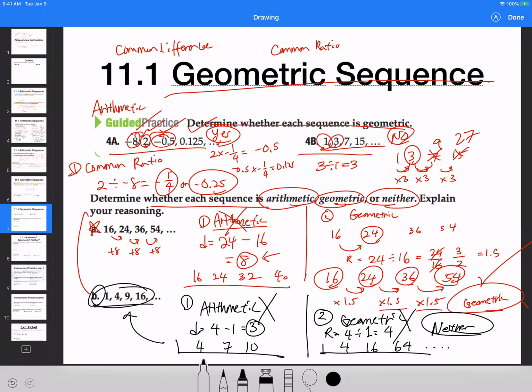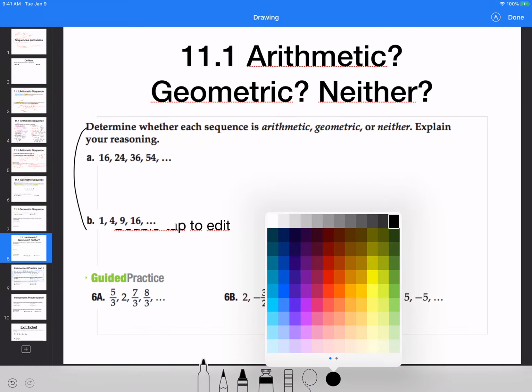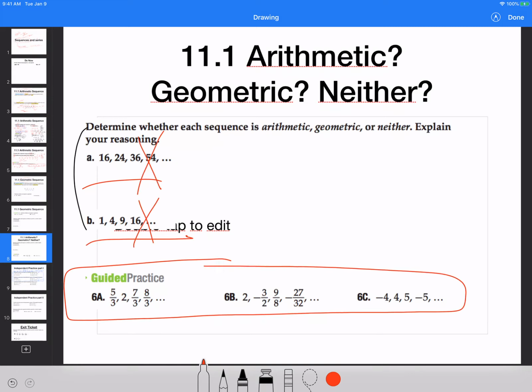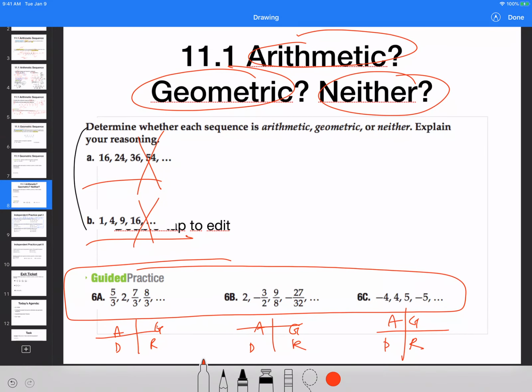Okay, so for these questions here, I would like you to try to determine whether each sequence is arithmetic, geometric, or neither. I will give you these as homework questions. Actually, we did these two questions before, so for these three questions, I would like you to try them on your own. Make sure you check arithmetic versus geometric and find what we call a common difference or common ratio, and then prove whether it's arithmetic, geometric, or neither for all of these questions.